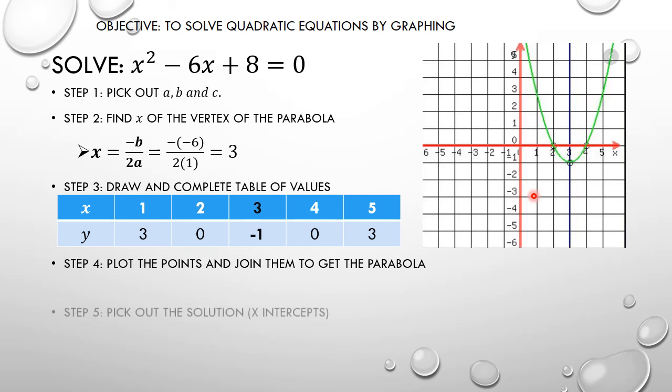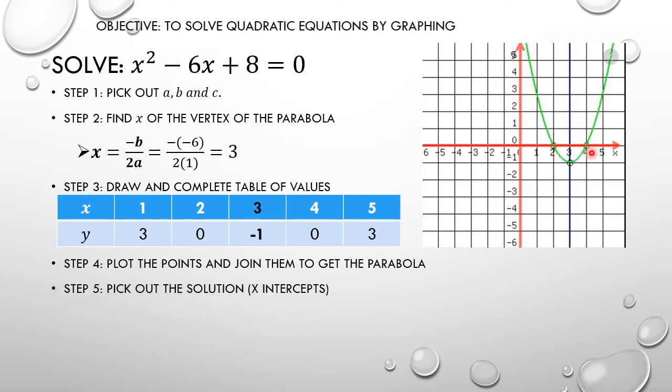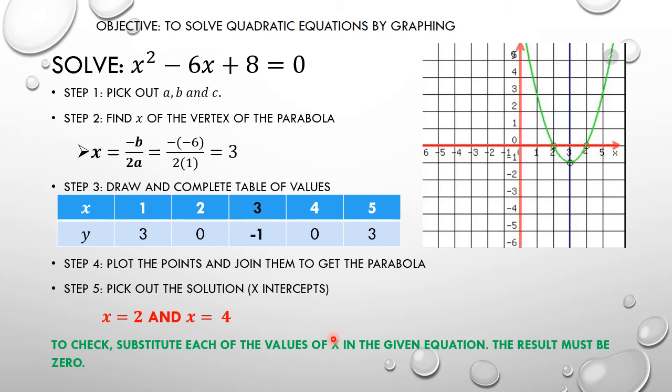It's the same meaning. I have here two solutions, x = 2 and x = 4. To check, substitute each of the values of x in the given equation. The result must be 0. So you replace x with 2, and then the next time you replace it with 4.